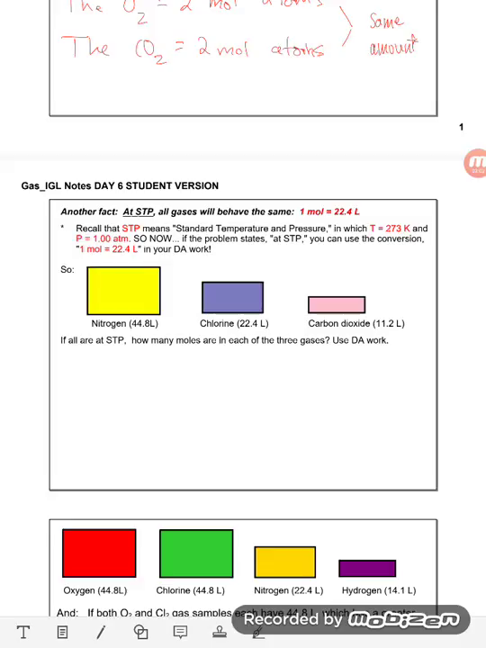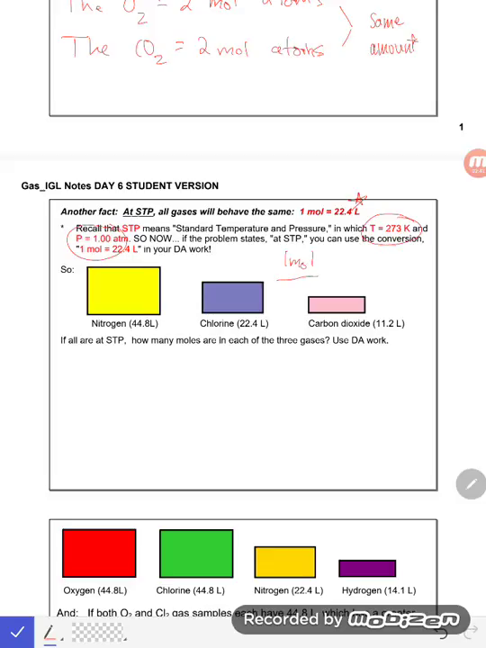We're going to bring back in this idea of STP. And STP, if you recall from the little recap quiz that you hopefully just took before this, stands for standard temperature and pressure. We have a standard temperature of 273 Kelvin and a standard pressure of 1.00 atmospheres. So if the problem states STP, we are going to be able to use this new conversion factor: 1 mole of any gas occupies 22.4 liters. But again, I want to emphasize that it has to be at STP.